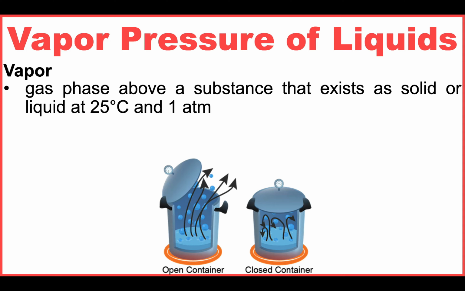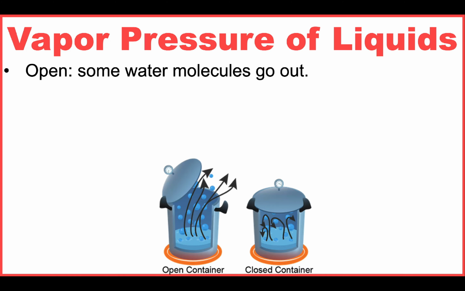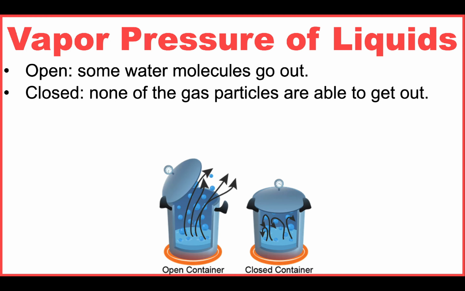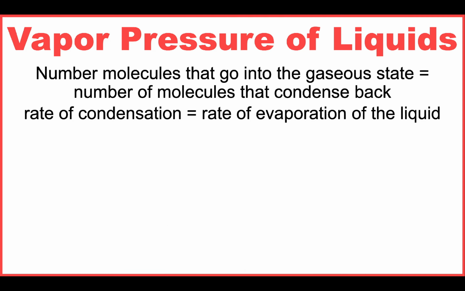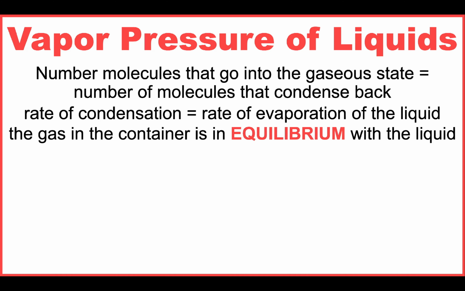Now, some will strike the liquid surface and condense back into it. In the open flask, some of the water molecules in the vapor phase find their way out and are lost to the atmosphere. In a closed container, none of the gas particles are able to get out, and eventually, the number of molecules that go into the gaseous state would equal the number of molecules that condense back. So when the rate of condensation of gas becomes equal to the rate of evaporation of the liquid, the gas in the container is said to be in equilibrium with the liquid.